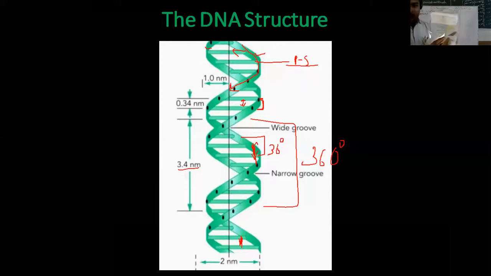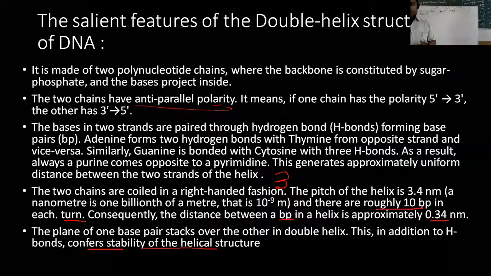So we are talking about between two. For example, here we have one base pair, and here we have another base pair. What is the distance between these two? That is called the base pair rise, which is 0.34 nanometers. It is very important when we are finding out the length of a DNA molecule in an organism.